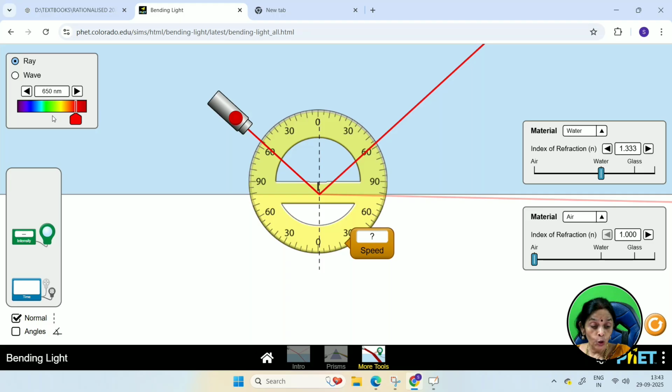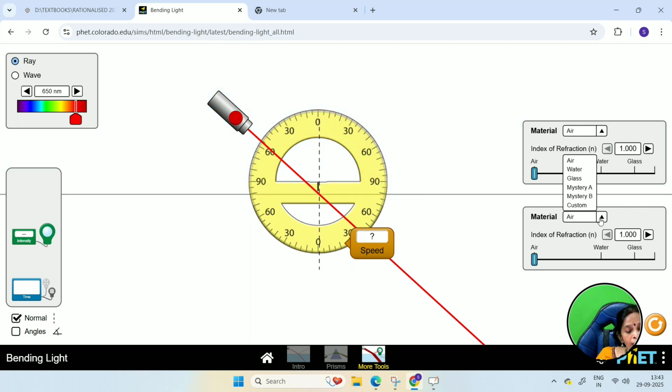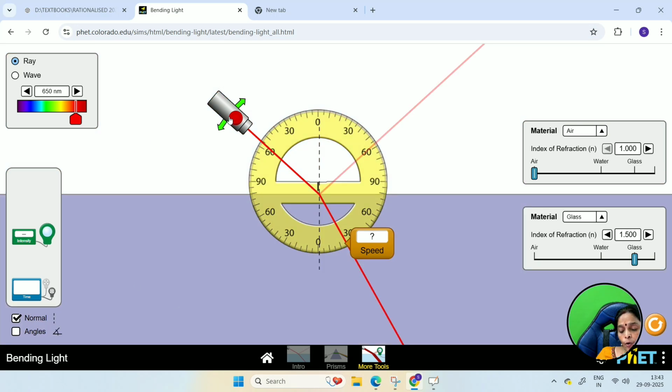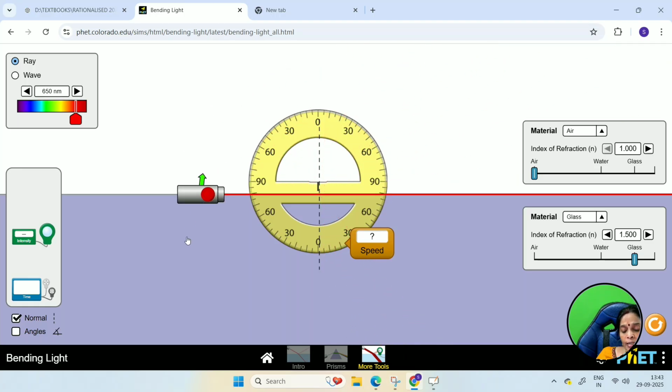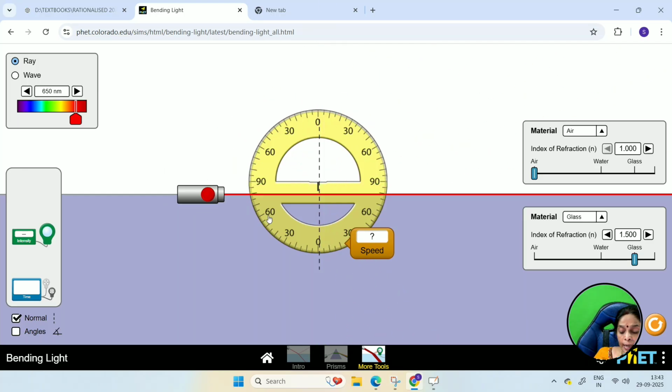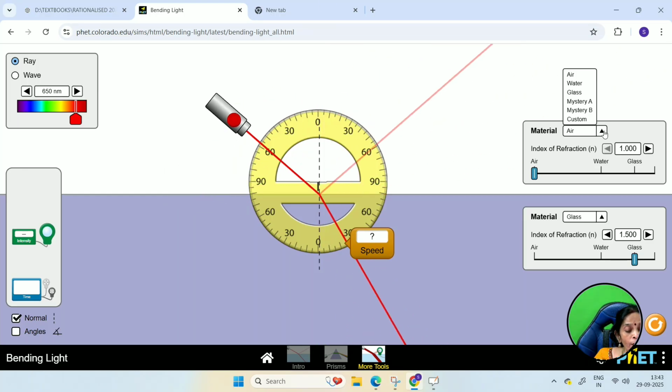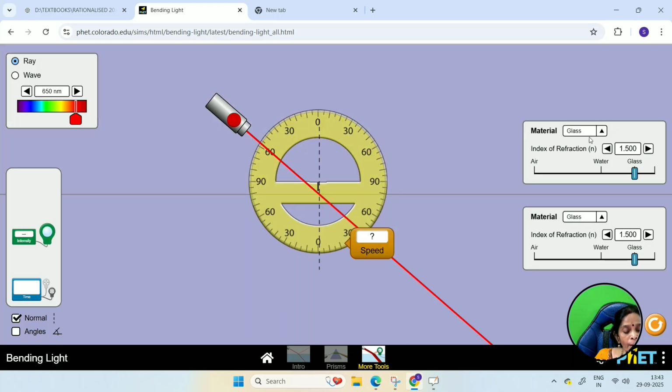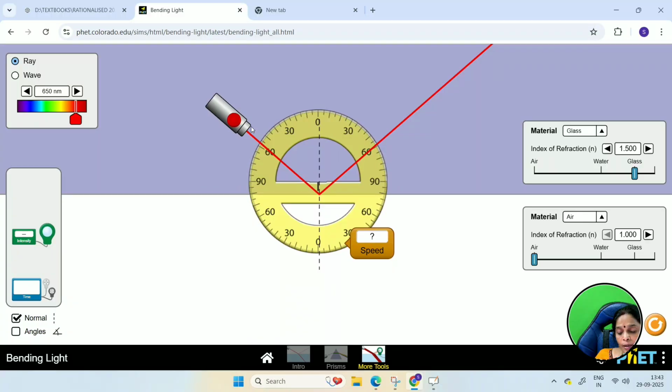Of course, you must have figured out that TIR does not happen if you take rarer medium to denser medium. For all angles, I am just noticing it. Is there any possibility for TIR to occur? No. So TIR is not happening from rarer to denser. Instead, if you take it from denser to rarer medium, the TIR is happening here.